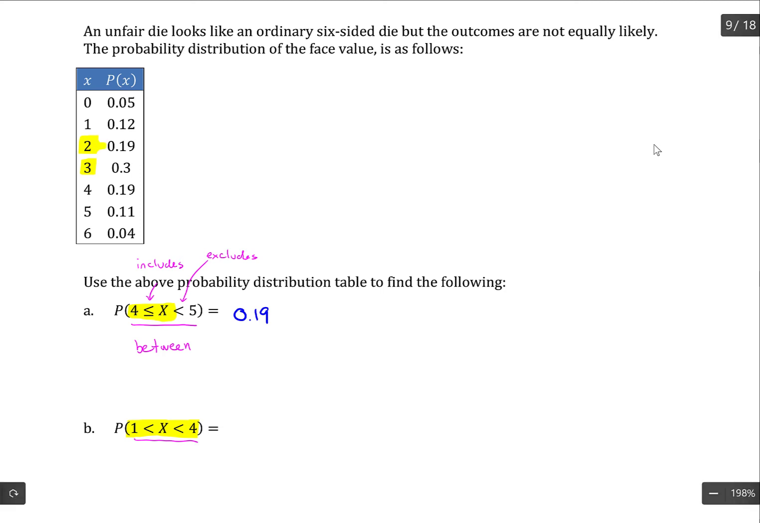So the probabilities that we add together are the associated probabilities here. Our answer will be 0.19 plus 0.3, which is 0.49.